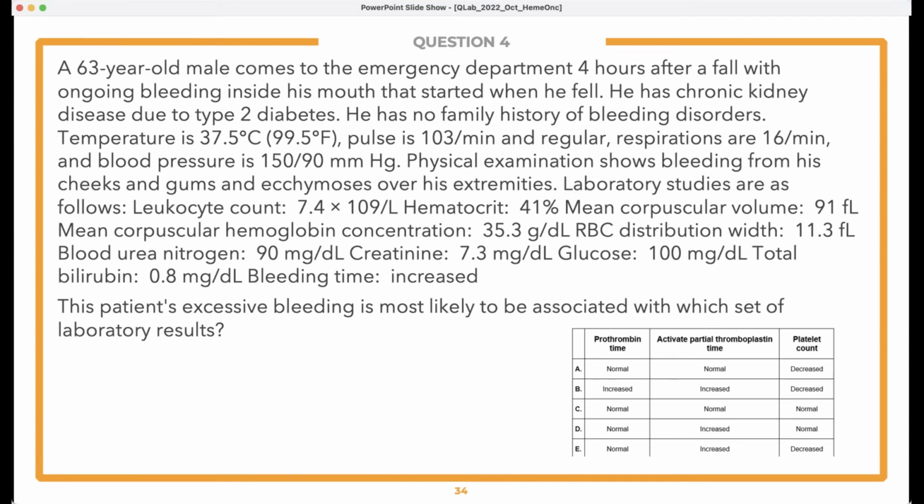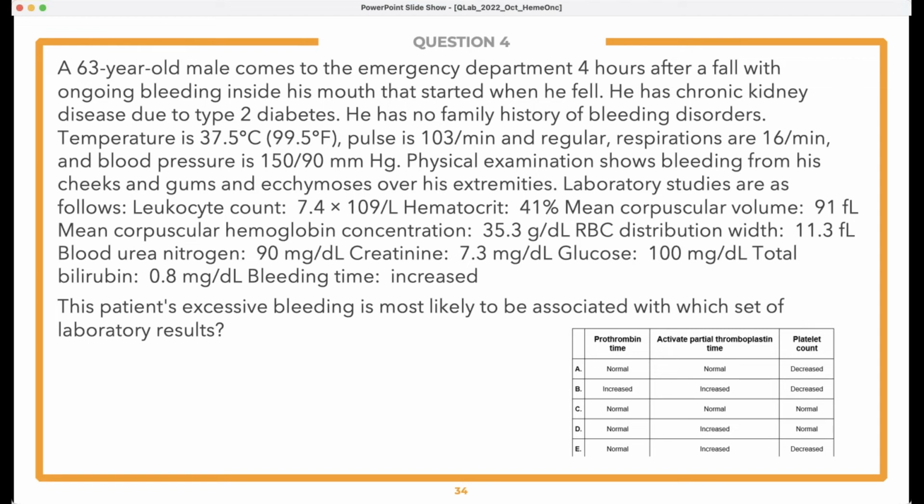Again, we've got all of the answer choices covered up, and we're going to start with the lead-in. This patient's excessive bleeding is most likely to be associated with which set of laboratory results? So we do give you a little bit of a sneak peek here at what the answer choices are, but you're going to need to home in on the vignette first.